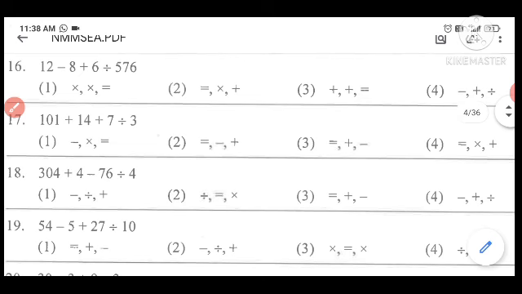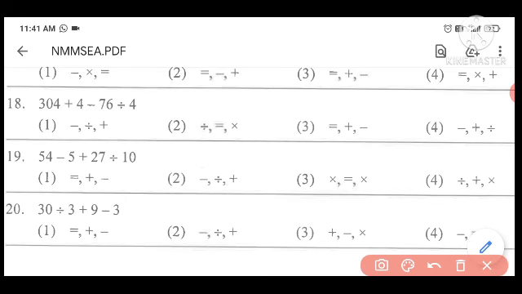Three, 4. There is no need to substitute the signs in the given option 1 because there is no is equal to in option 1.